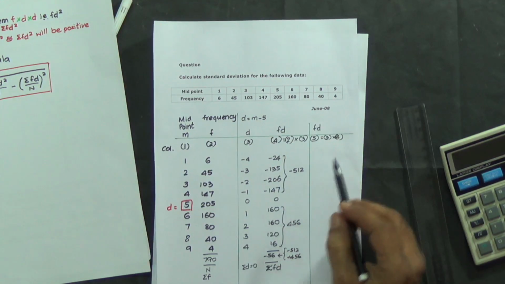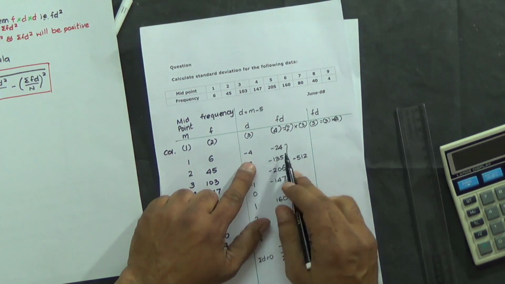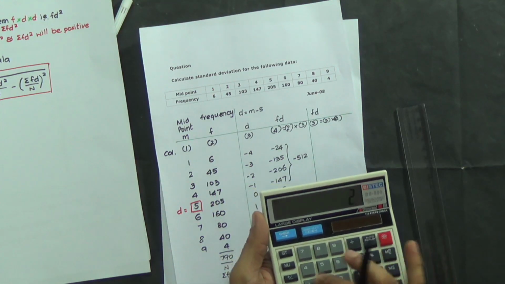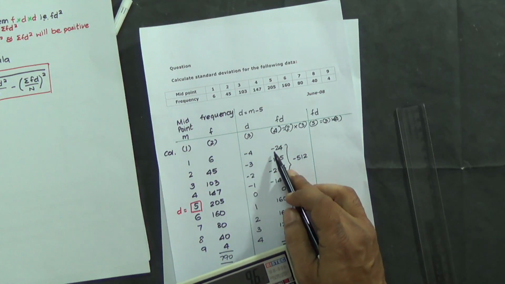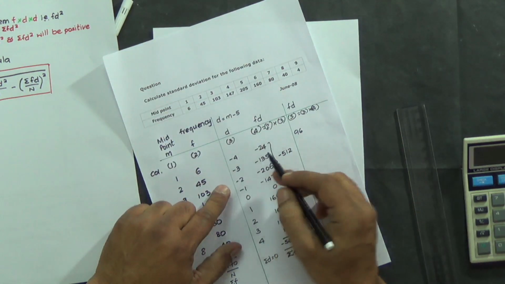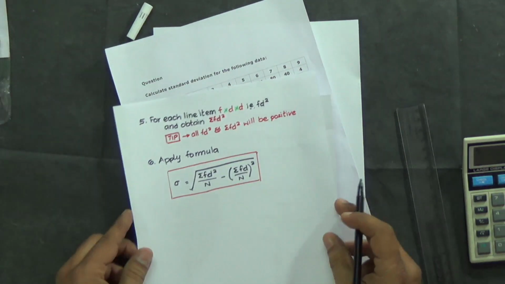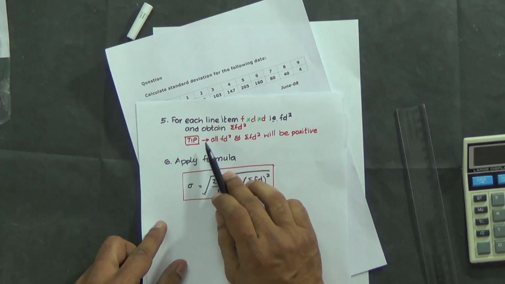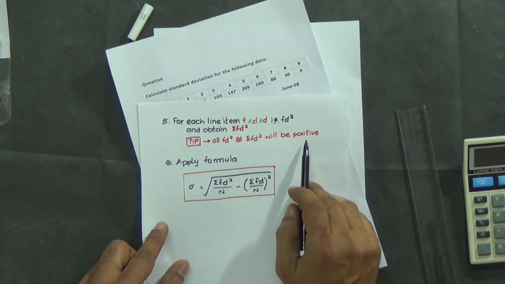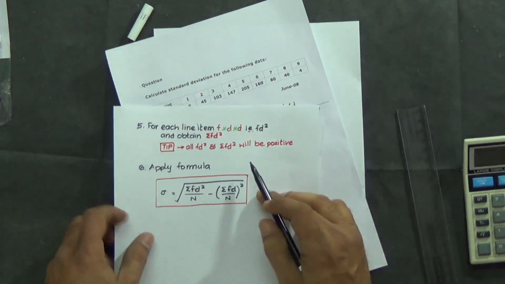Now we have column FD. In this column, 4 into minus 24, both of them are minus sign, minus to minus becomes plus, so we have 96. In this column everything becomes positive, automatically positive. That's what is mentioned here. For each line item, after having done this, tip is all the FD whole squared, and sigma FD squared will be positive. So automatically this column will become positive and the total also will become positive. That's the meaning of this.